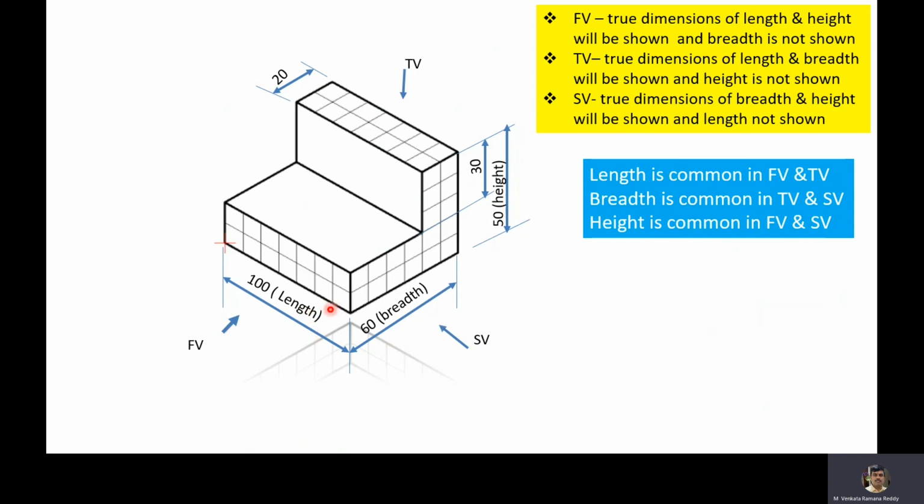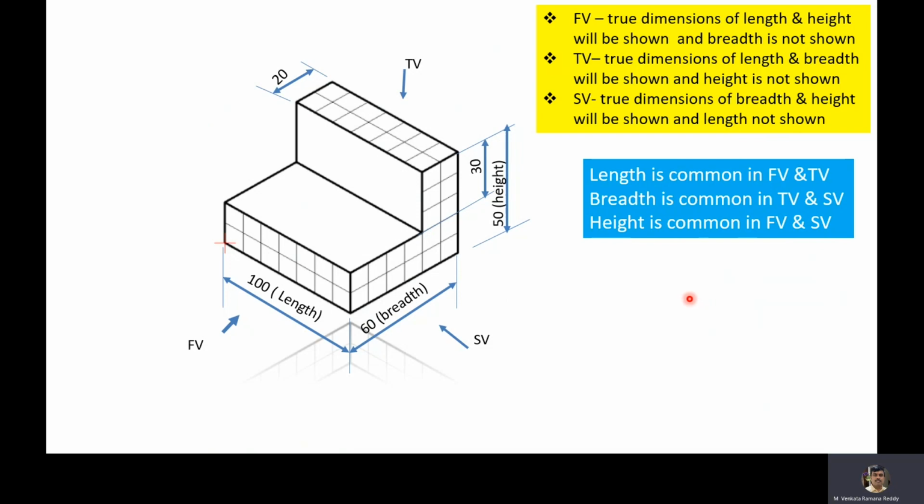But in the case of front view, the dimension of breadth is a point, whereas in the case of top view, the dimension of height is a point. In the case of side view, the dimension of length is a point. So in the case of front view, true dimensions of length and height will be shown and breadth is not shown. In the case of top view, true dimensions of length and breadth will be shown and height is not shown. In the case of side view, true dimensions of breadth and height will be shown and length is not shown. Then length is common in front view and top view, breadth is common in top view and side view, height is common in front view and side view.